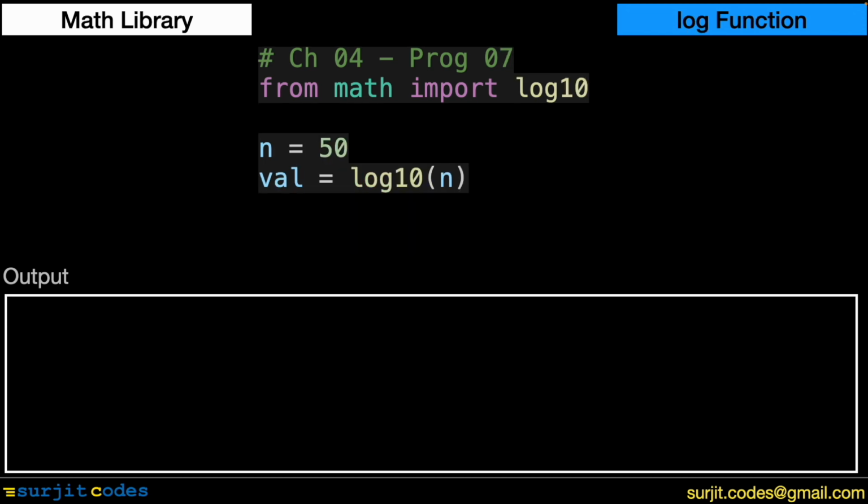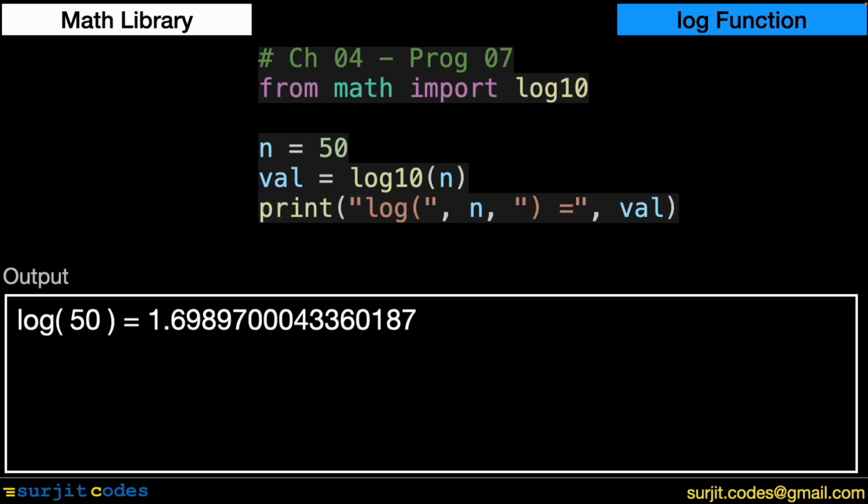Log is another commonly used function. Three bases for log available in Python are 2, e, and 10. We import here log to the base 10. Let us find log of 50. We get this as the answer.